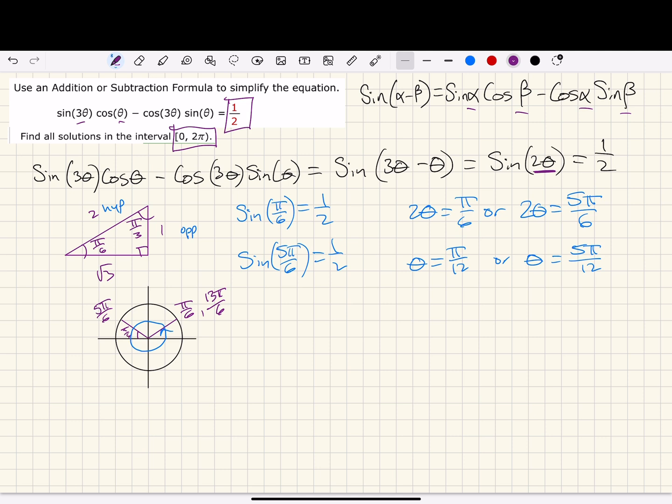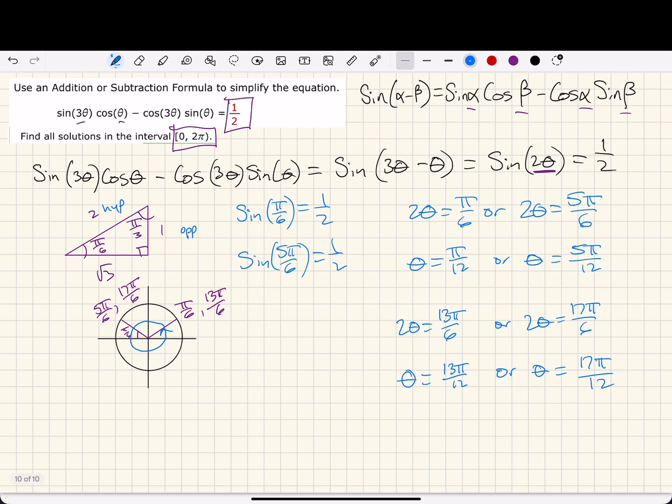And then if we did the same thing, find the coterminal angle for 5 pi over 6 by completing another revolution, we would have 17 pi over 6. So we can do this again. We can say that 2 theta would be equal to 13 pi over 6, or 2 theta would be equal to 17 pi over 6. Again, multiplying both sides by a half, we would get theta equal to 13 pi over 12, or theta equal to 17 pi over 12.